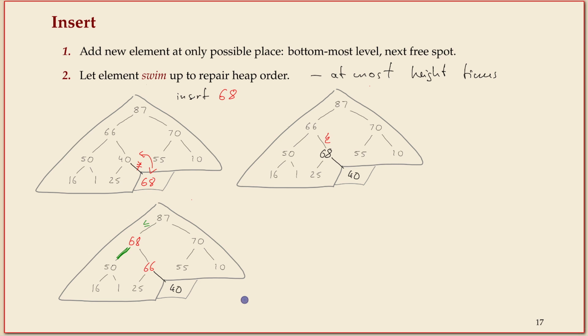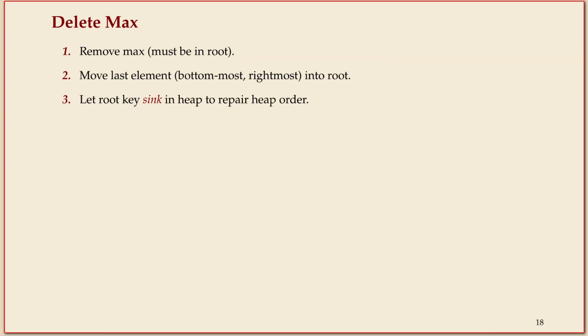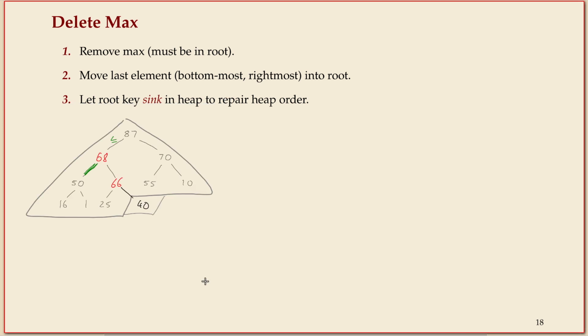Let's suppose we want to remove something. We can't delete arbitrary things, but we can delete the maximum. That's the key other operation that a priority queue is supposed to support. So let's try that here. We can delete the maximum. We already know where the maximum is. It's in the root. So deleting it is not so hard.